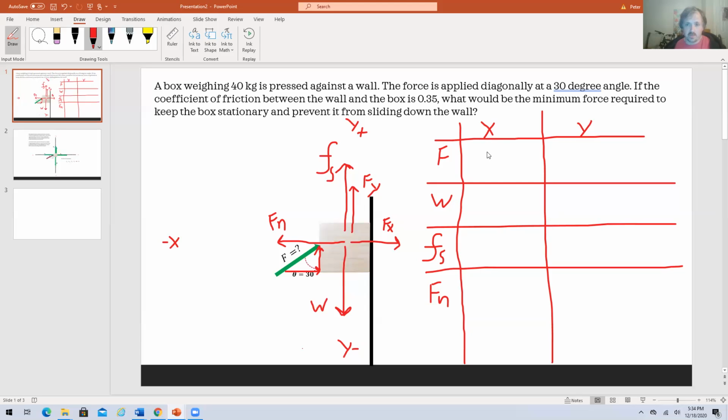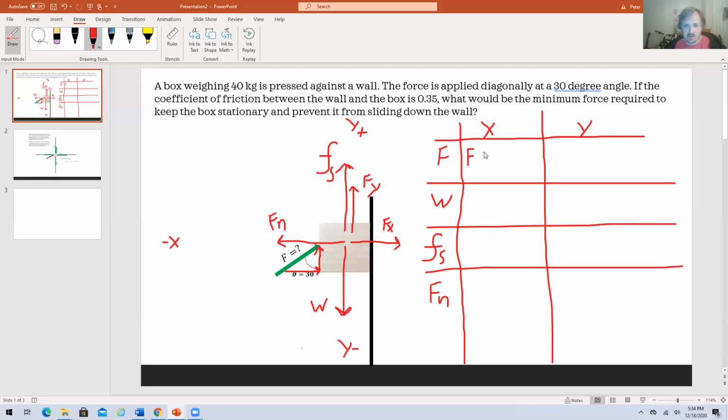So SOHCAHTOA basically tells us that if we want the opposite side of this right triangle, opposite to a particular angle, the sine of theta, or the sine of a particular angle in a right triangle, is equal to the opposite divided by the hypotenuse. So if we want the opposite, all we need to do is take the sine of theta and multiply it by the hypotenuse, which would be F here.